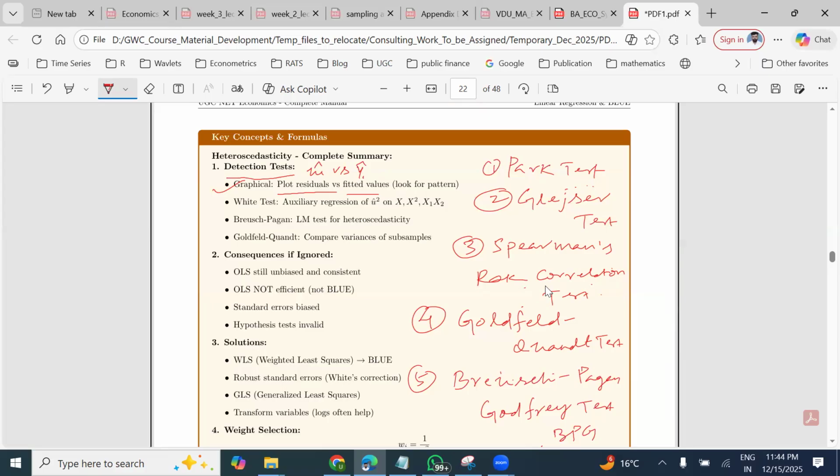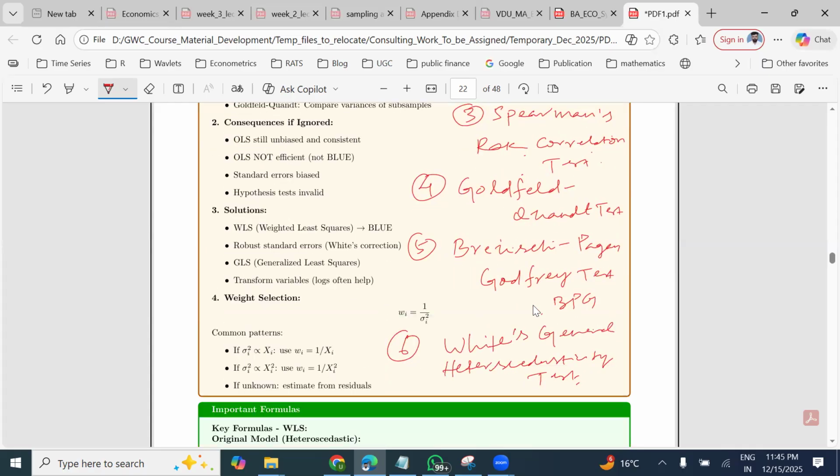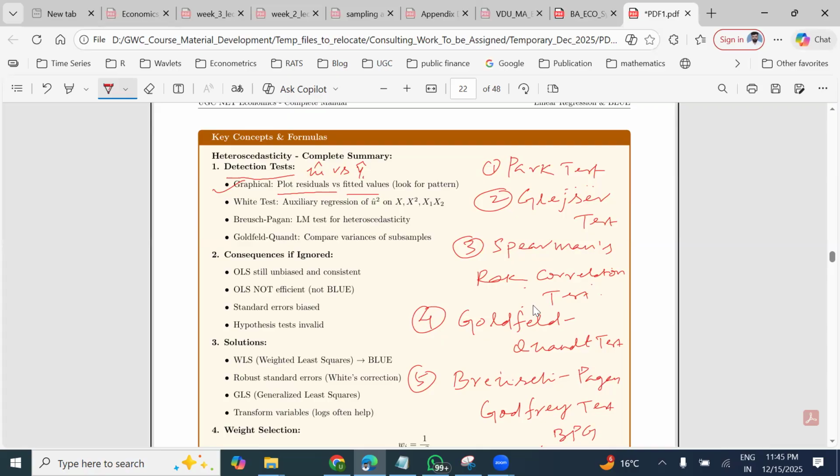Sir, again a question. Let's say that you have estimated a regression. If you remember today's session, they were estimating using SPSS. But you don't care about all these tests: Park test, Glejser test, Spearman's rank correlation test, Goldfeld-Quandt, Breusch-Pagan, Godfrey test, White's general test. You will say these tests are very difficult, I will not do it and I don't care. Then is there any problem?